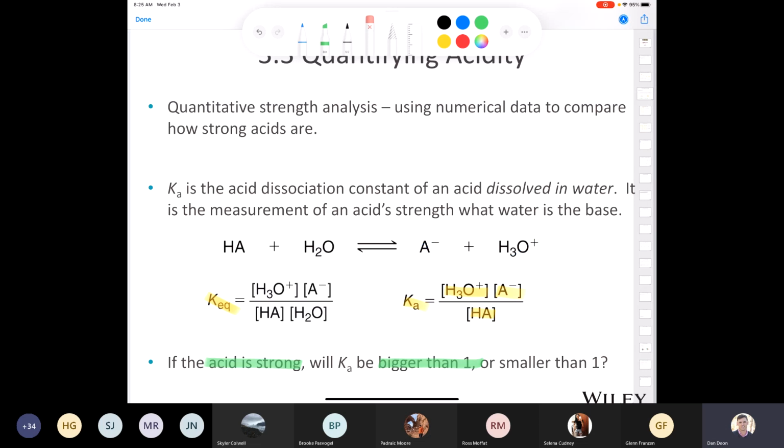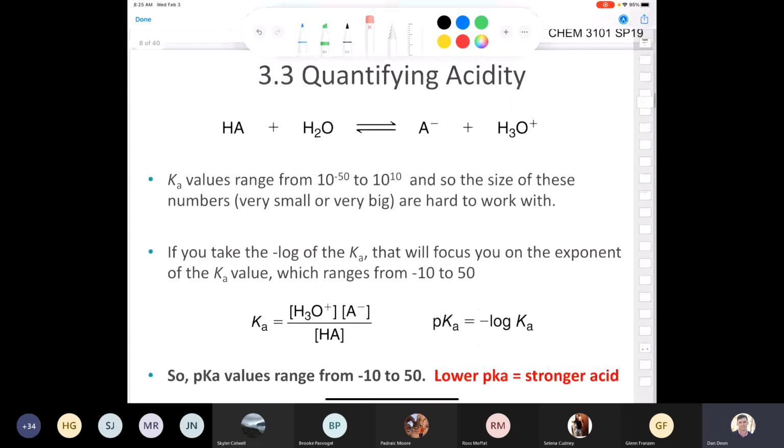Here we go. So now if you're wondering, well, what about the numbers, Mr. Dion? Where are the numbers? You said we were going to quantify. Well, let's look at this in a little more detail. If we go back to our generic reaction right here, what you're going to find is if you use this Ka expression, you end up with a very wide range of numbers. The Ka values are going to range from 10 to the -50. Who wants to keep track of all those zeros? Not this guy. All the way up to 10 to the power of 10.